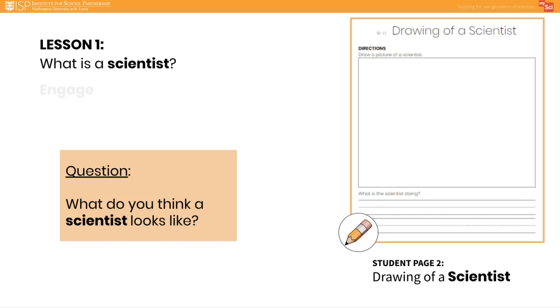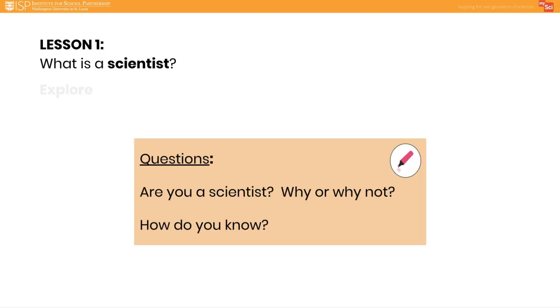There's an opportunity for students to write about what their scientist is doing, but if a student's not ready to write, it's okay if they just draw their picture at this point. In the explore portion of this lesson, you'll have a discussion with students asking them, are you a scientist? Why or why not? And how do you know? There are no right or wrong answers right now. Take some time and jot this on chart paper if you have the chance.